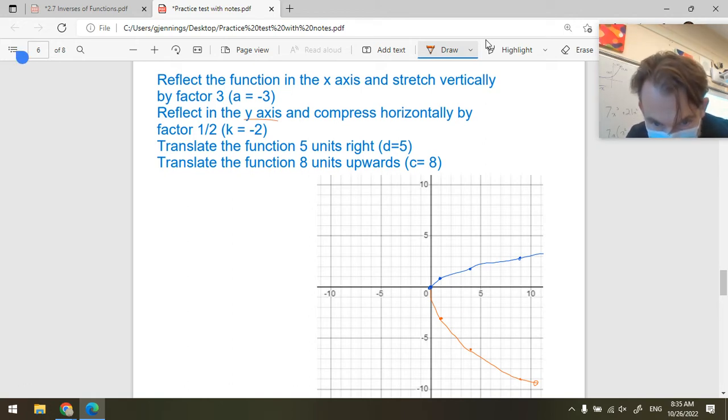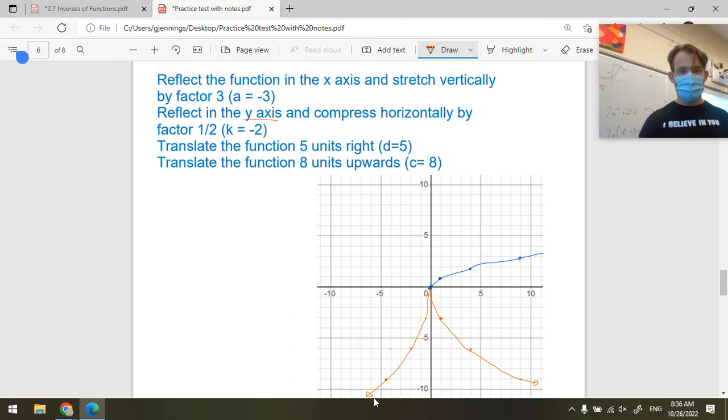So this is going to come over here and then be compressed 1/2. This 4 is going to come over here and be compressed by 1/2. And then this one is going to come over to negative 9 and be compressed by 1/2. So it's going to be negative 4.5. So now it's there. Okay. So now it looks like this. That's after all stretches and reflections have been performed.